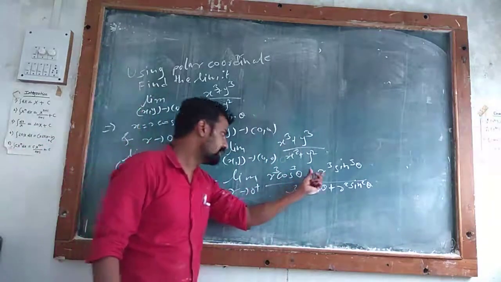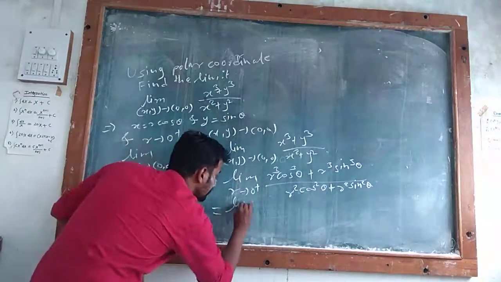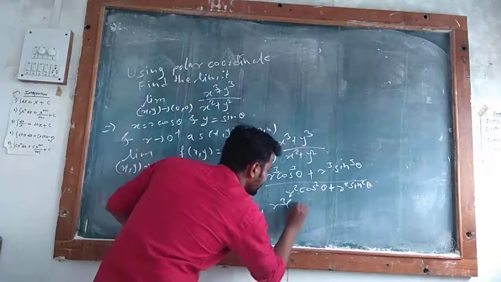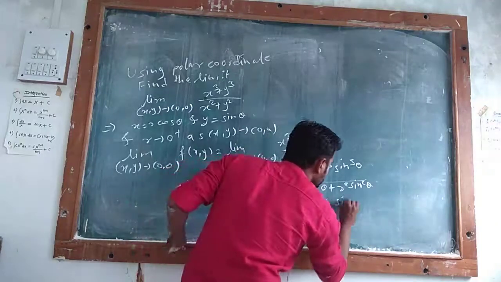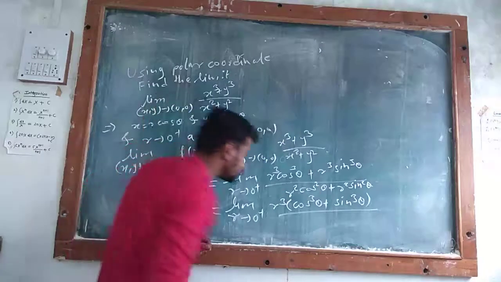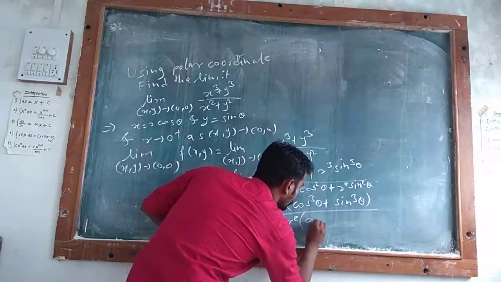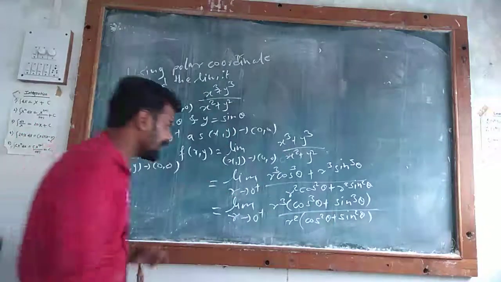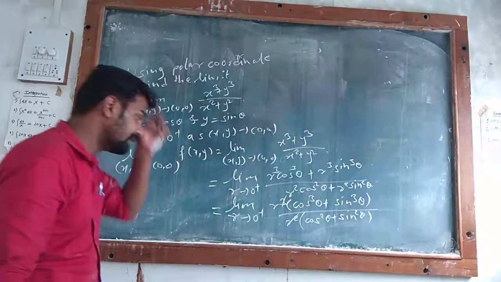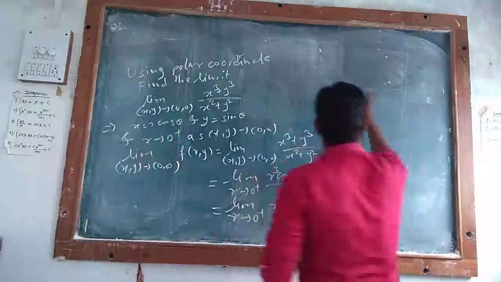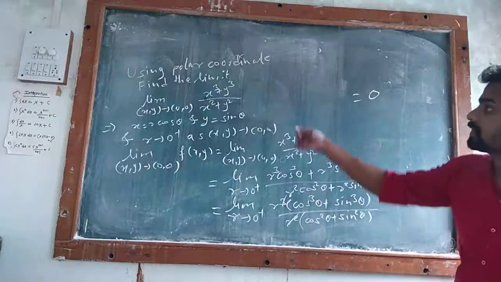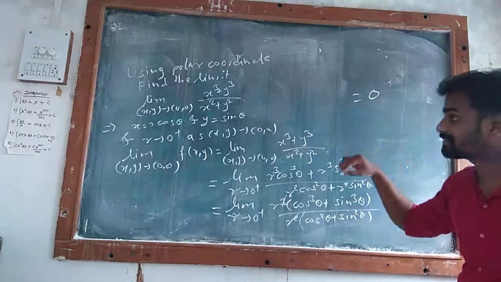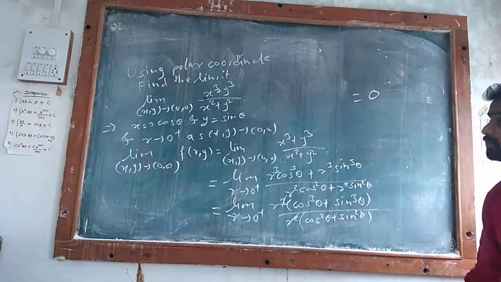Okay, now we will take r cube common from these two terms. So we have the limit as r tends to 0 plus of r cube in a bracket cos cube theta plus sin cube theta divided by r square in a common cos square theta plus sin square theta. We know that cos square theta plus sin square theta is 1, and r square and r cube cancel. We have only r, and if we put r equal to 0, then the value is 0. Therefore, the limit as x, y tends to 0, 0 of x cube plus y cube upon x square plus y square is 0.